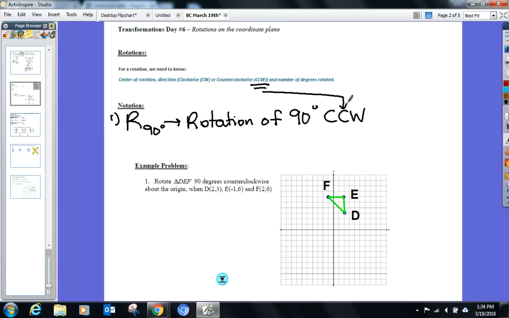You will also see a rotation of a negative degree measure. Any thoughts on when that'll be? Clockwise direction. That's a rotation of 90 degrees clockwise.